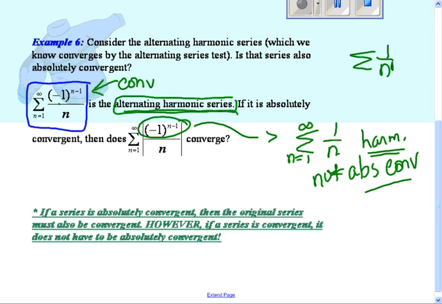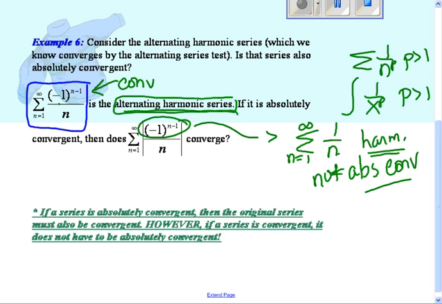This is the p-series: when does this converge? When t is greater than 1. And the integral is just the same thing, t is greater than 1. Okay, if a series is absolutely convergent, then the original series must also be convergent. But if the original series is convergent, that doesn't mean its absolute value is. So even though this converges, its absolute value does not.